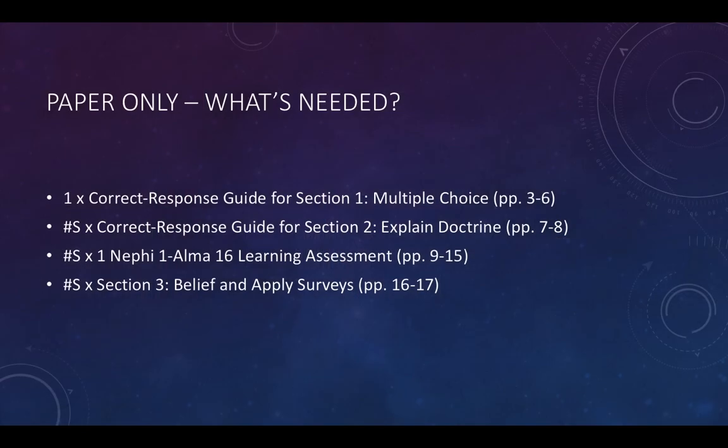And here's the slide once more. One correct response guide for section 1. You need a correct response guide for section 2 times the number of students you have, essentially, or most of the students, since they won't all finish at the same time. Every student needs to have their own learning assessment packet, pages 9 through 15, so print out one for every one of your students. And then finally, print out a Section 3 Belief and Apply Survey for each of your students as well.